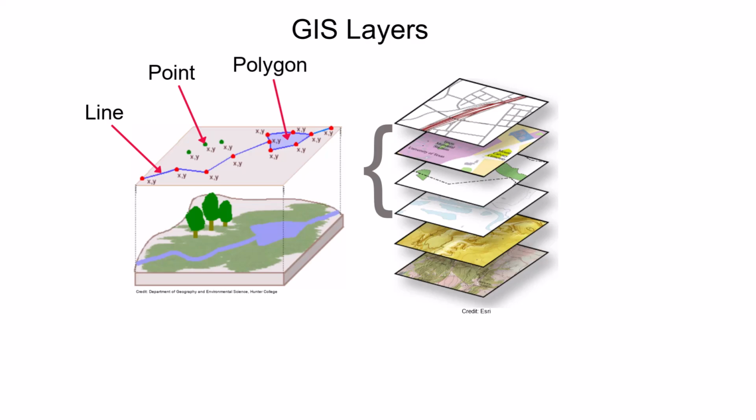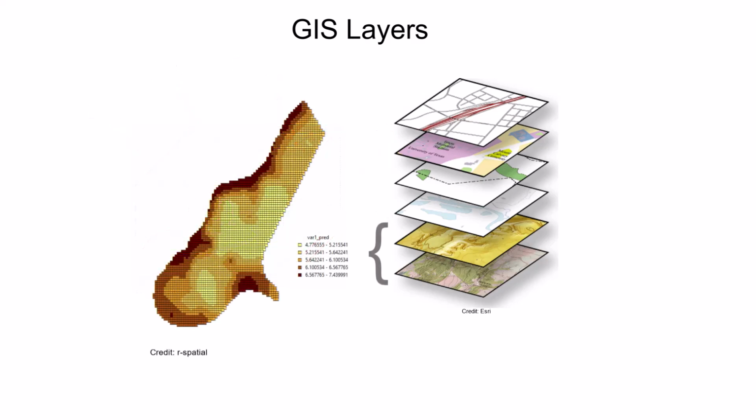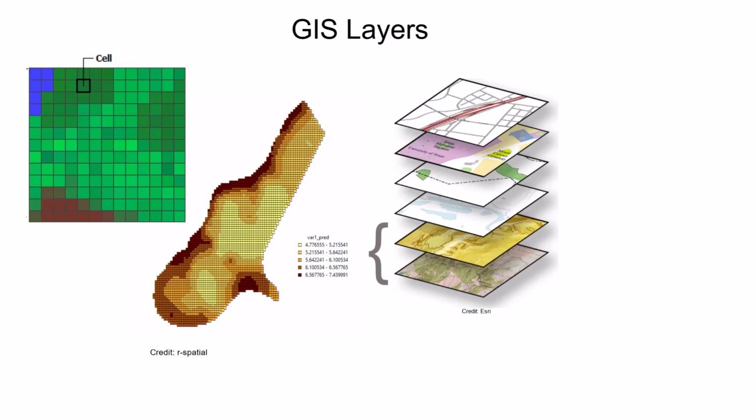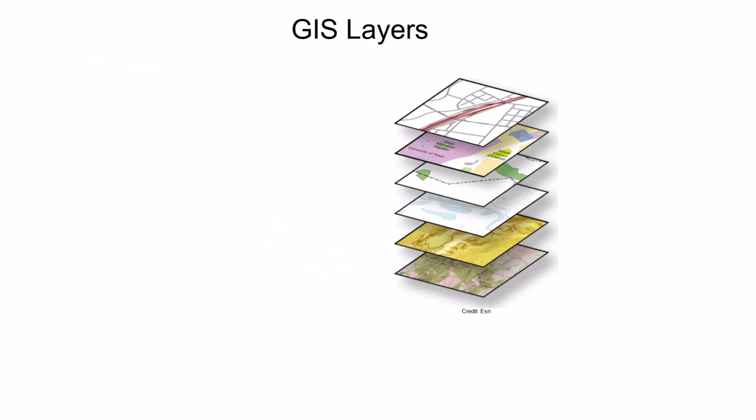Alternatively, layers can be composed of raster data, which represents continuous data, such as satellite imagery, elevation models, or weather patterns. Raster data is made up of grids or pixels, with each cell containing a value that reflects information, like intensity or measurement. Layers can be added, removed, or combined depending on the task at hand.